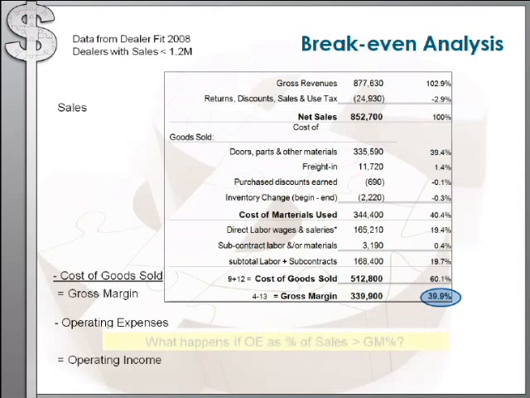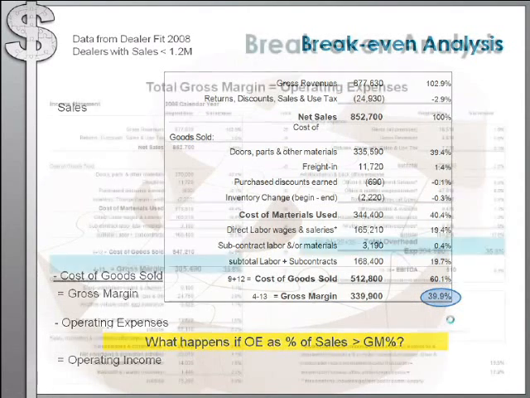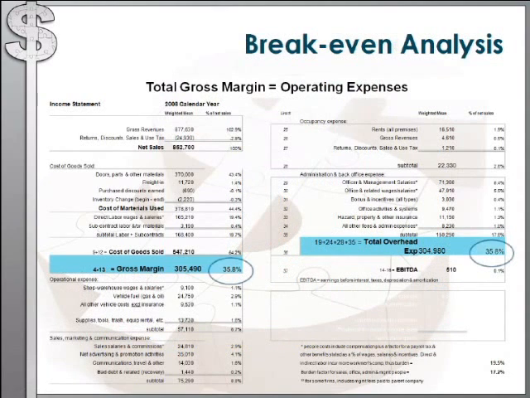However, what would the scenario be if you had operating expenses as a percentage of sales that were higher than your gross margin percent? Well, I think it's easy to figure out. You'd be spending more on operating your business than what you're taking in.